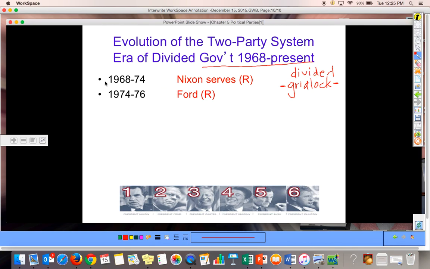So let me quickly run down through these last eras of the president. In 1968 and again in 1972, Richard Nixon is elected. He is a Republican, and he will serve until he resigns. Remember, Nixon is never impeached. The House was starting to draw up articles of impeachment, but they were never served.